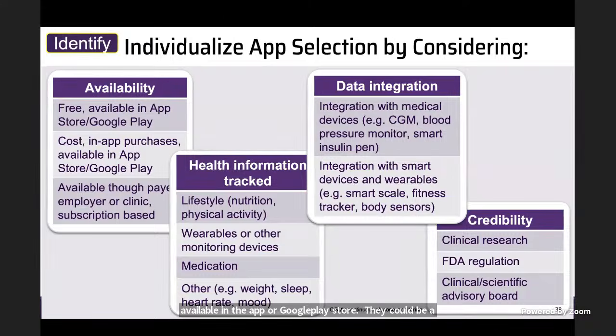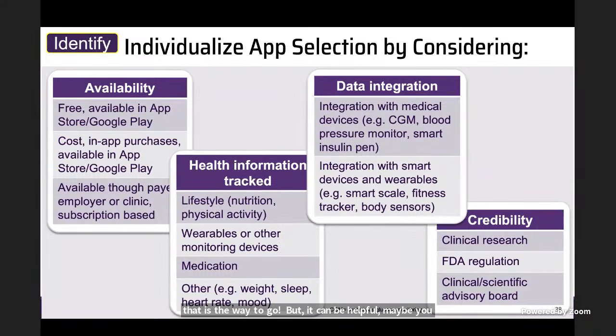And the last category are those that are available through just a payer, employer, or clinic, or maybe subscription-based. So my personal thought is if we can get an app that's helpful for them, that's free, for sure, that's the way to go. But it can be helpful depending on if maybe you've tried an app that you say this is so worth it for that specific person, and maybe you can share that with them.